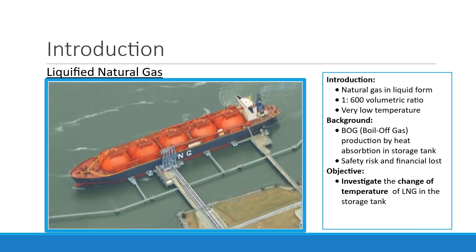The main issue of the tank is BOG. BOG, or boil off gas, is LNG that changes into gas form due to heat leaks from outside of the tank. Its consequences are safety risk at the facility and of course financial loss. Thus, the objective is to investigate the change of temperature of LNG in the storage tank. Why does the change of LNG temperature become important? Because it is the main parameter that affects LNG changing into gas form once again.